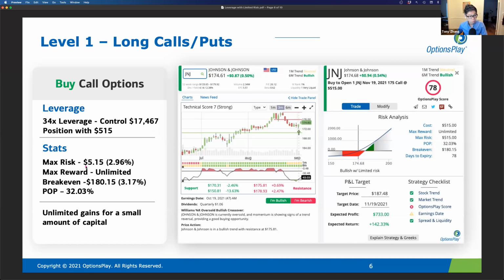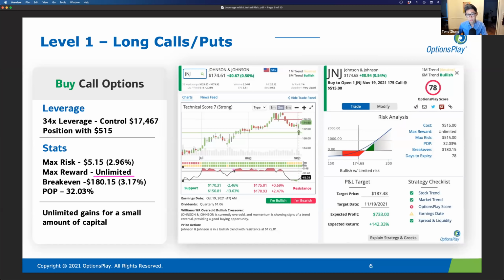And this is a strategy that will risk a total of $515, or $5.15 per share, out of the $174. That's about 3% of the underlying stock that we're risking on this particular trade. So that's the trade-off that you're making, right? You're risking 3% of the stock in exchange for unlimited reward. And a lot of you viewing will say, that sounds like a great idea, right? Why not risk only 3% to try to make unlimited gains? And I'm controlling a $17,000 position for just $515. This is what on paper is most attractive about options, this asymmetrical risk with limited risk. Your max reward is unlimited.